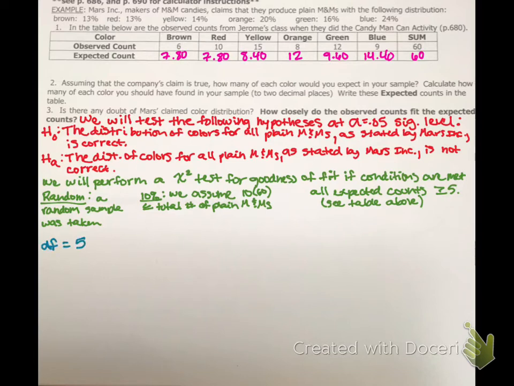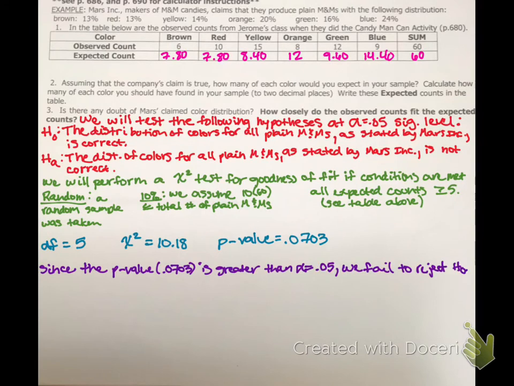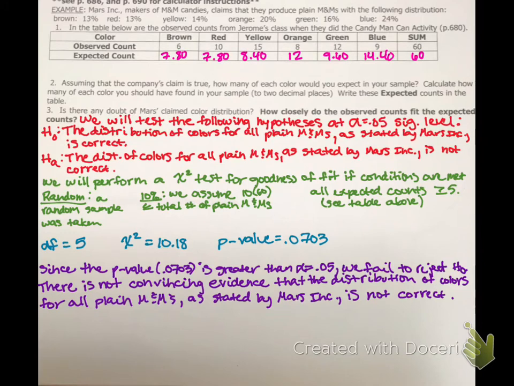You should get degrees of freedom as 5 because there's 6 categories. 1, 2, 3, 4, 5, 6. 6 minus 1 is 5. From the calculator, chi-squared is 10.18, and the p-value is 0.0703. Since the p-value is greater than alpha, we fail to reject H sub O. There is not convincing evidence that the distribution of colors for all plain M&Ms, as stated by Mars Inc., is not correct. Okay?